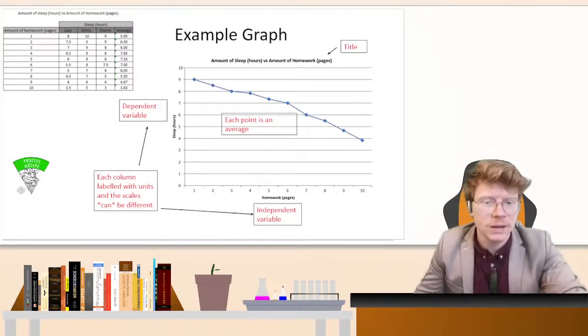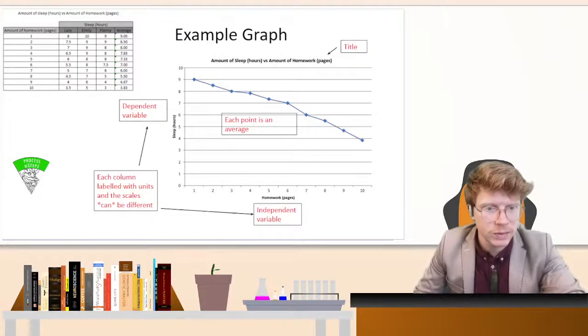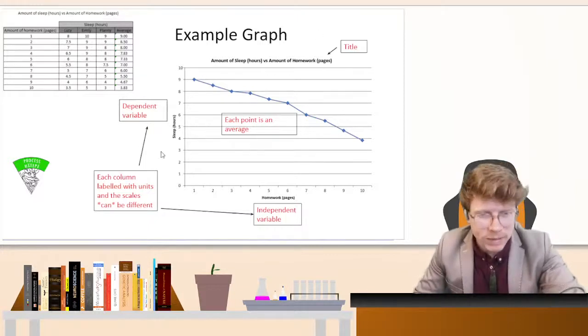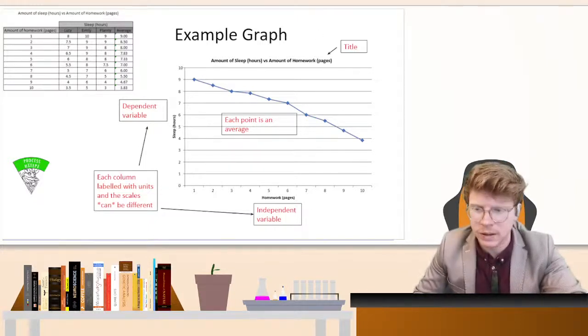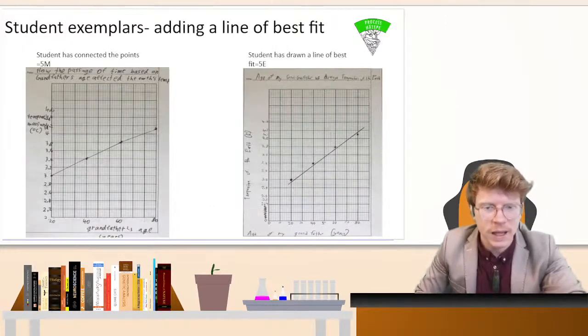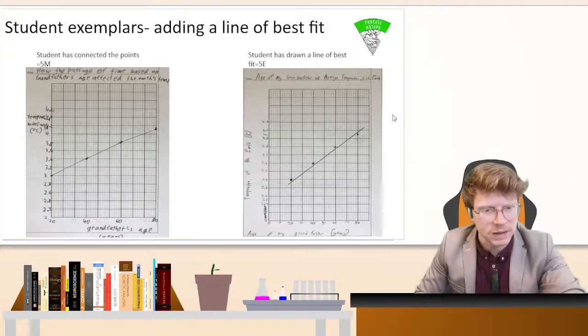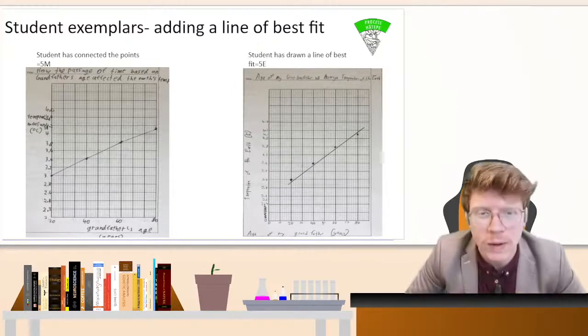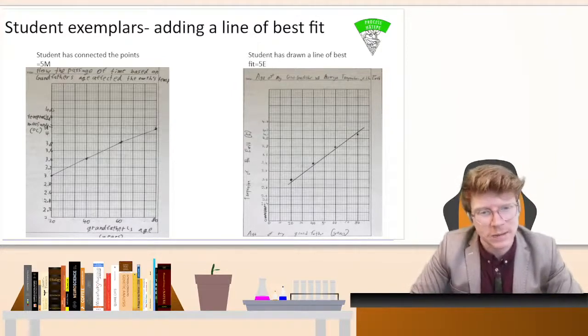So here, this is mostly pretty good, but the big problem is that they haven't done a line of best fit. They've just joined the dots. Everything else about this is actually pretty good. So if you want to have a look at an example, take a look at this one. Here on the right is a really nice example of a line of best fit. The student's drawn a nice line that describes, on average, where those points are located.